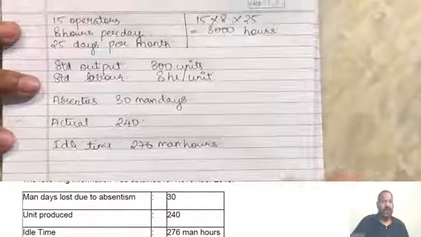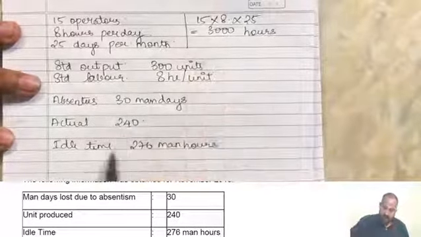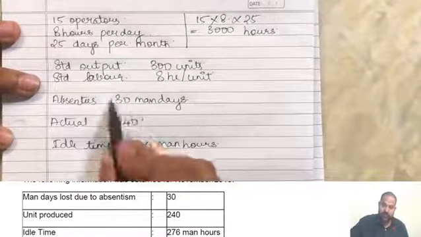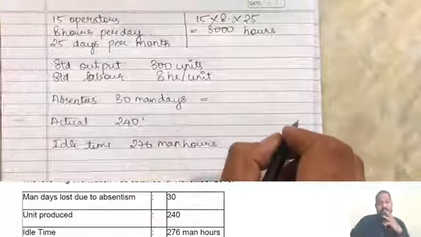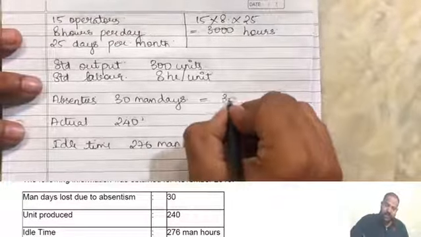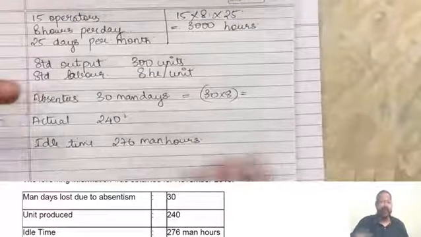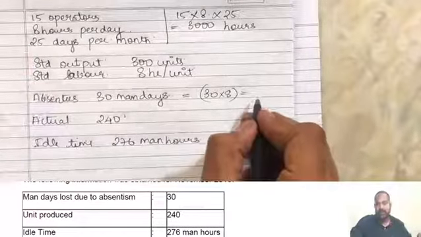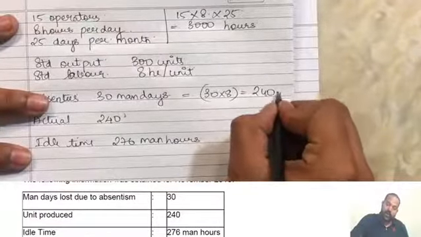Okay. So can I do one thing? See, this is in hours. This is in hours. Why keep this in days? Can I say absentees is 30 man days, which is 30 into 8. 1 day is 8 hours. So if I have lost 30 man days, how many hours have I lost? 3 8s are 24. 240 hours.